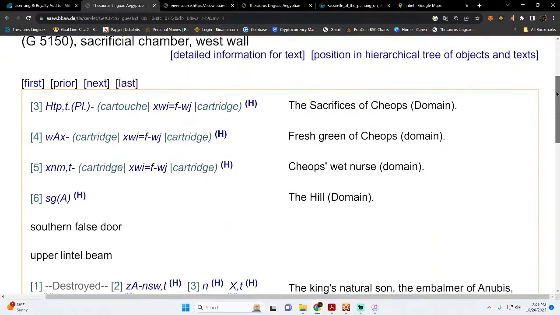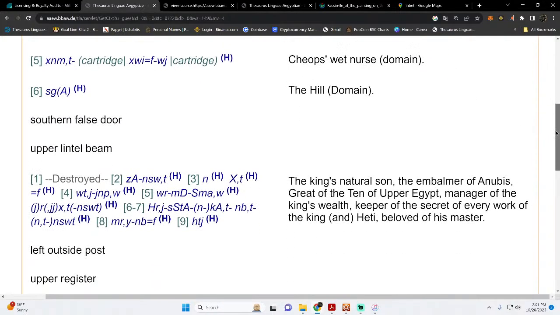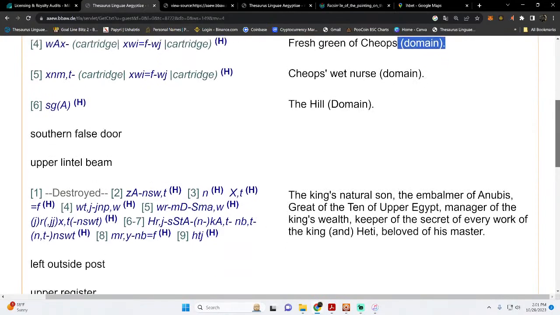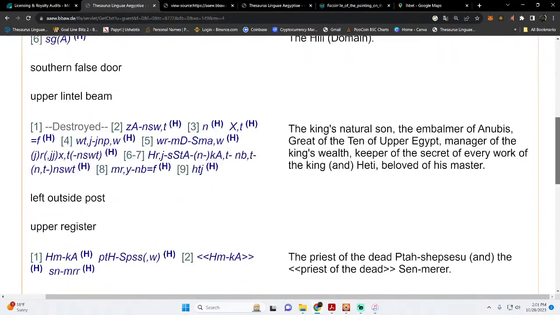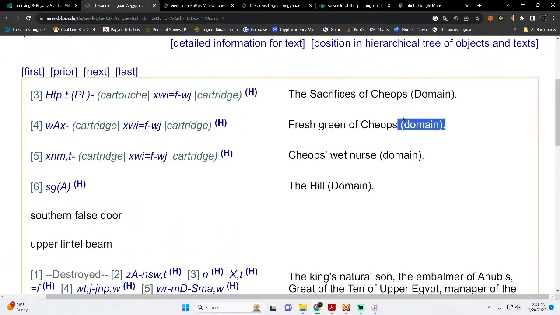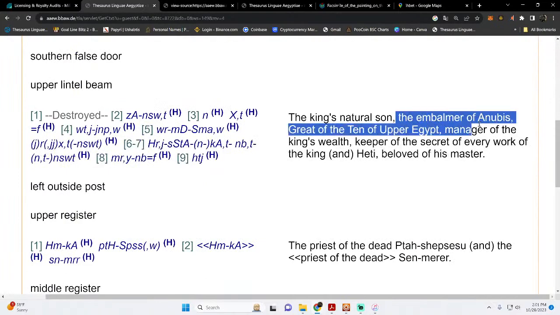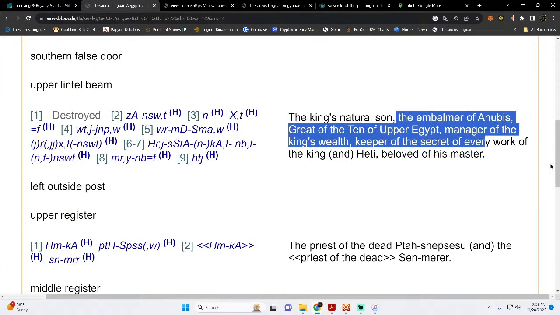The sacrifices of Cheops. All right, we got the fresh village of the fresh grains of Cheops. These are domains as they show you. This is during the time period of Khufu. Okay? And you about to see these Nubians and the mastaba bosses. Cheops is Khufu. The king's natural son, the embalmer of Anubis.